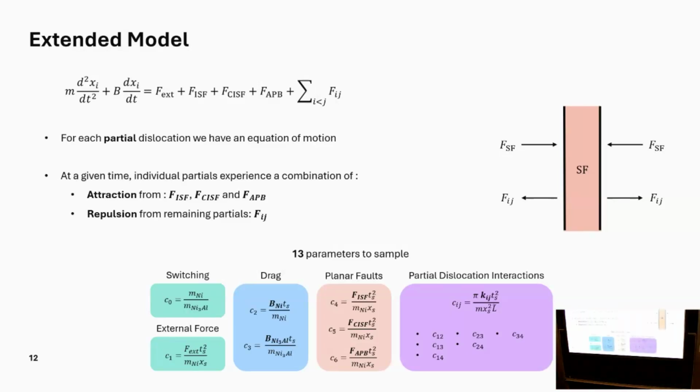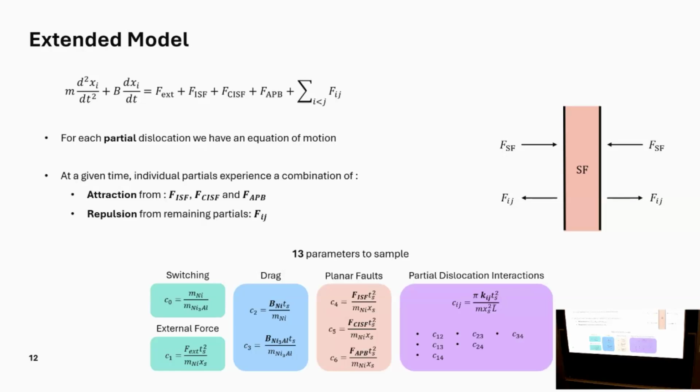We also now consider the partials individually. So for each partial dislocation, we have an equation of motion. This results in a system of 4 equations, one for each partial, that we have to solve. And now we have 13 parameters to account for these effects. So this is what we want to capture. This interaction between, here I'm showing a stacking fault, but this also applies to the APB.